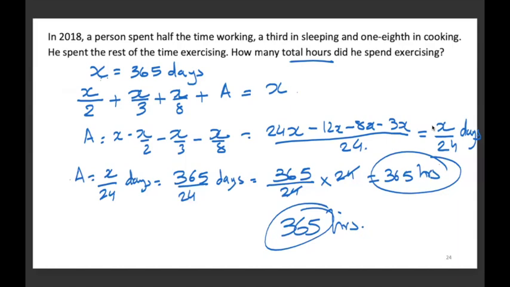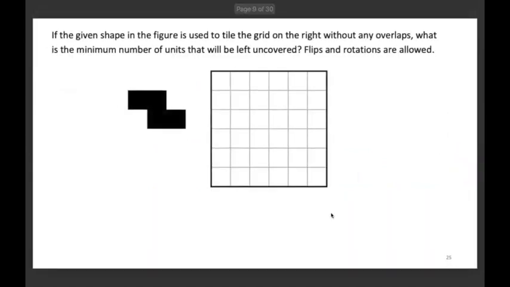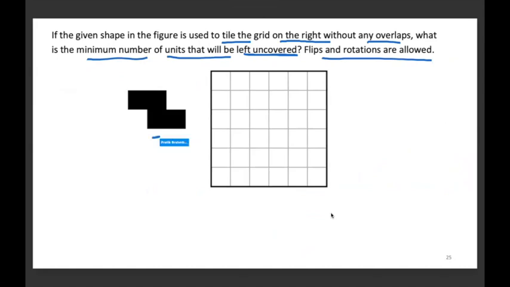Okay. We'll move to the next one. If the given shape in the figure is used to tile the grid on the right without any overlaps, what is the minimum number of units that will be left uncovered? Flips and rotations are allowed. We are using this tile to cover the grid here. What is the minimum number of units that will be uncovered after we have put it up?